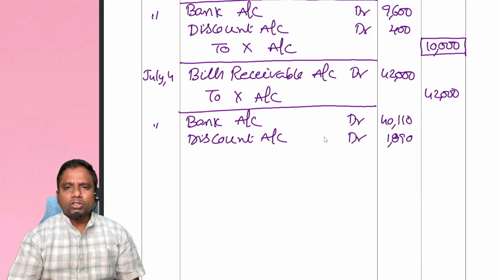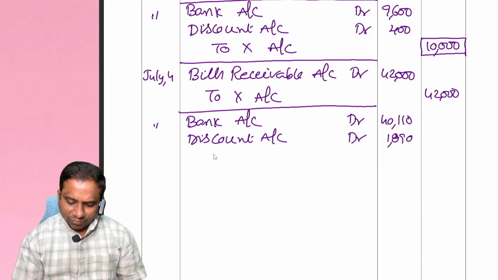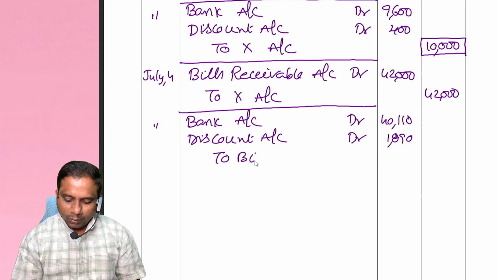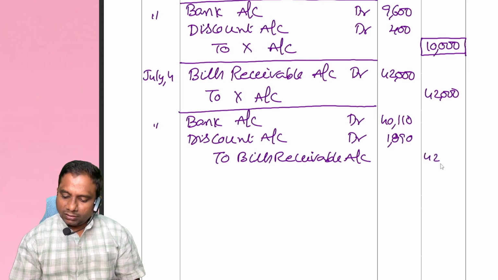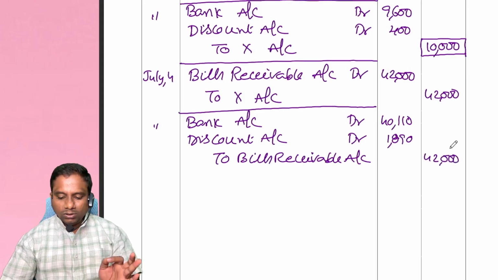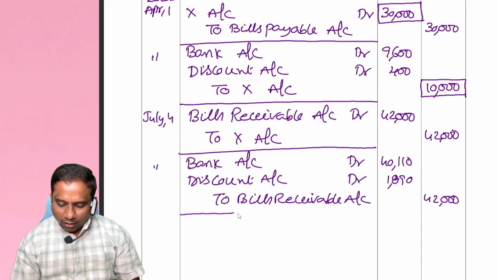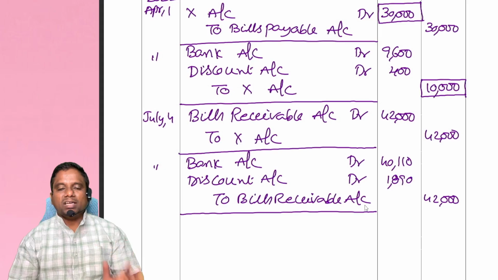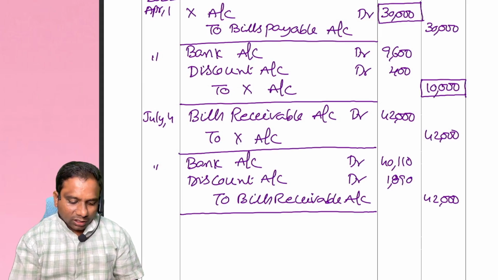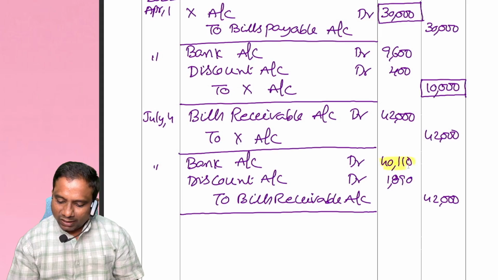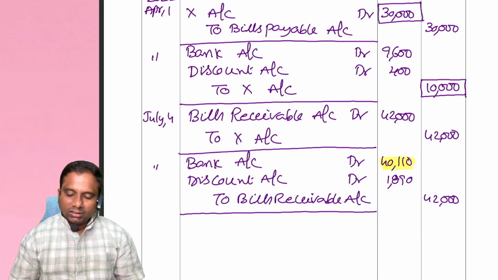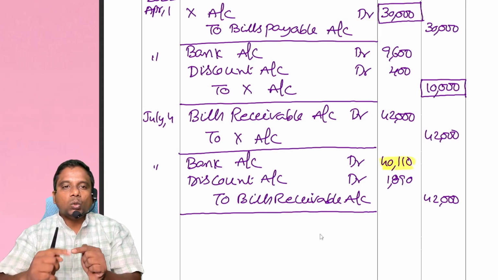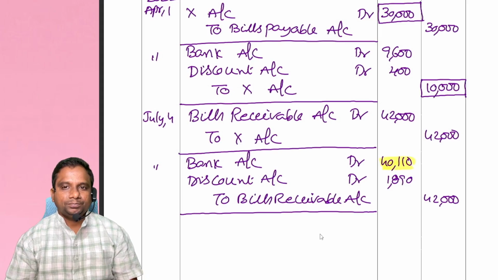How do you need not to calculate, just a difference. Okay. To bills receivable. Here the assumption is, after discounting the second bill, out of the proceeds, how much amount do we have? 40,110. This amount is utilized first to honor the first bill.